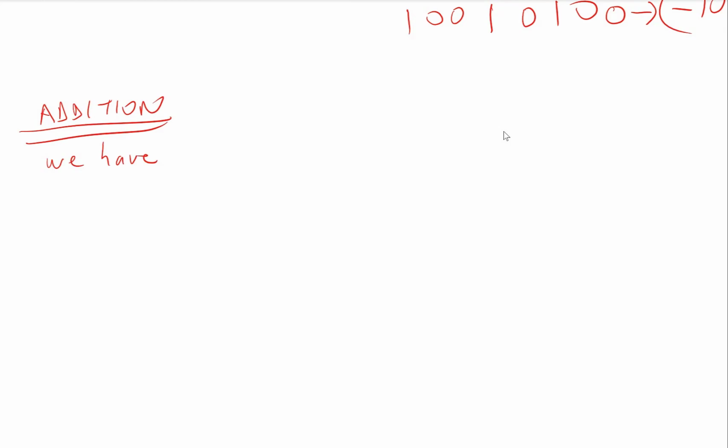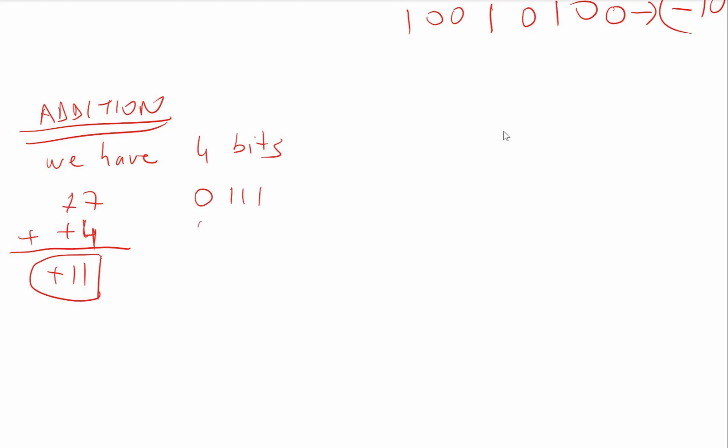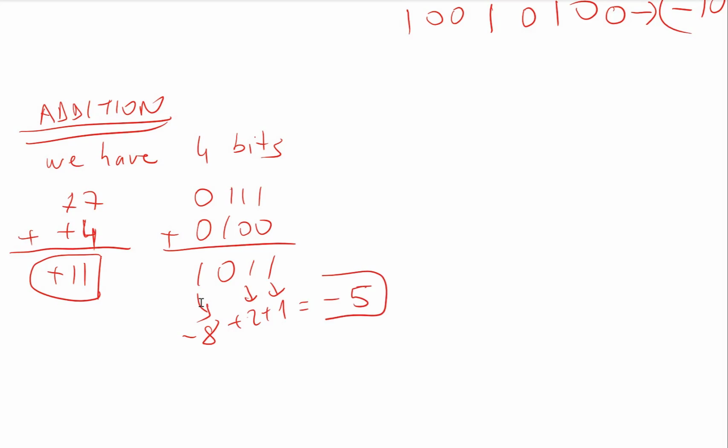So we have, let's say, 4 bits, and then I will be adding plus 7 and plus 4, right? So we expect this should be plus 11, but because I cannot represent plus 11, there will be an overflow, right? So this is 0, 1, 1, 1 in 2's complement. This is 0, 1, 0, 0. So if I add them, I will get 1, 0, 1, 1. Okay, so this is minus 8. So this is plus 2, this is plus 1. So if I add this, what it is actually giving me is minus 5. So there is an overflow, right?